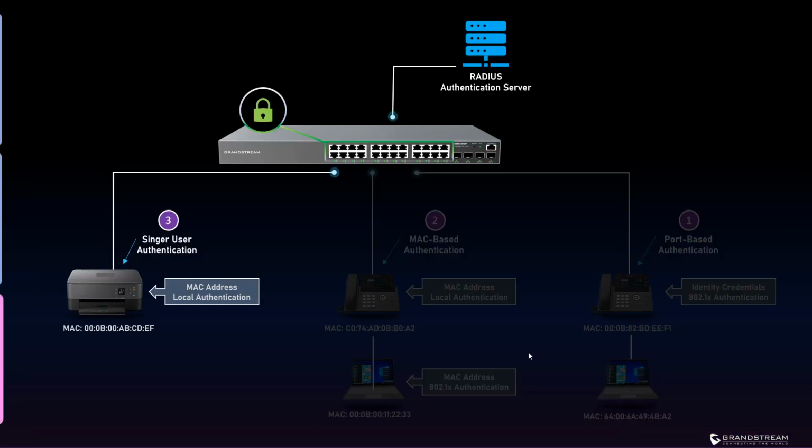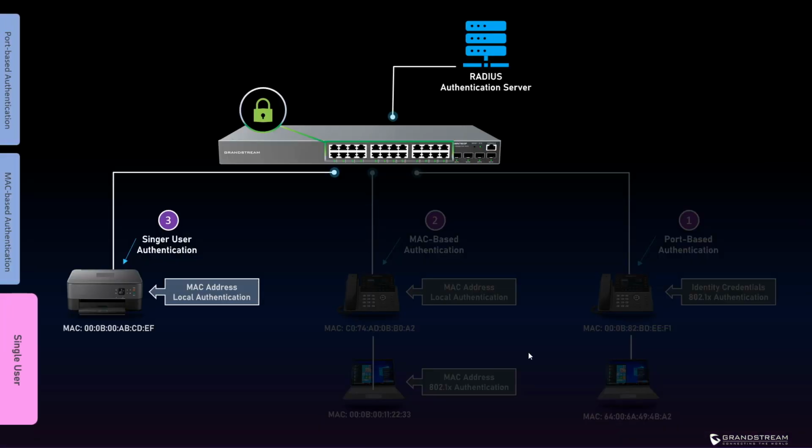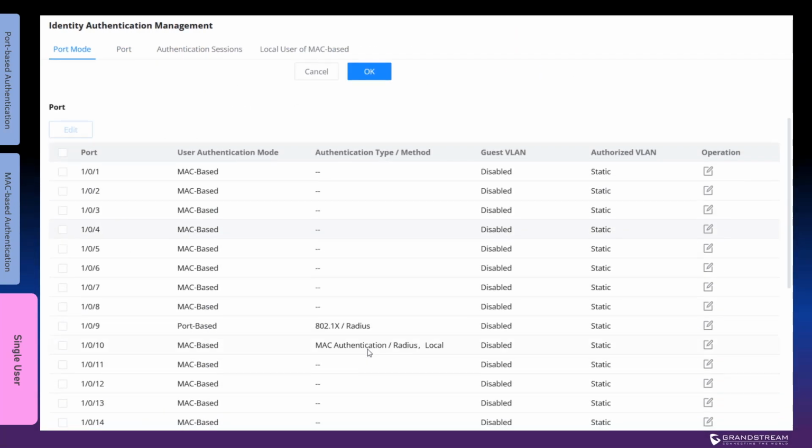The third user authentication method in this network configuration is single user mode. In this mode, only one device can be authenticated and granted network access on a single port. If a device is unplugged or replaced with another device, the switch port will return to the unauthorized state and the new device will need to go through the authentication process. In this example, the switch port must be configured with single user mode using the local MAC authentication.